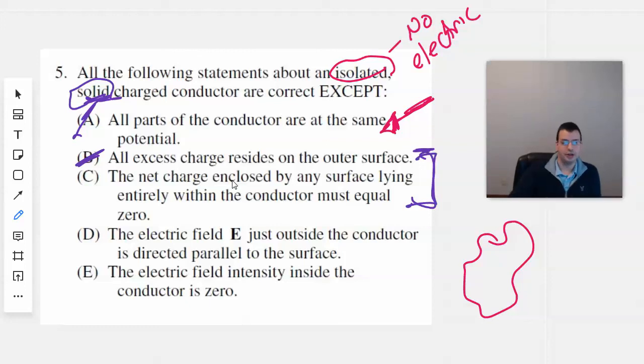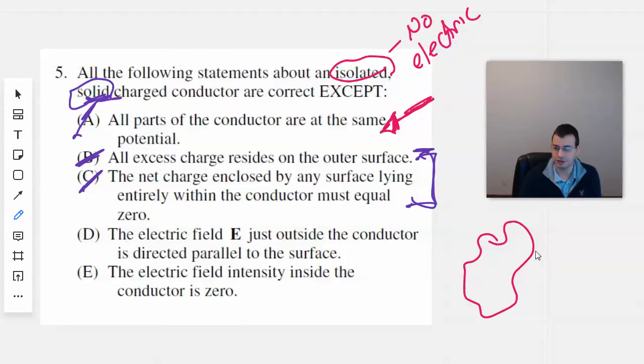The net charge enclosed by any surface lying entirely within the conductor must equal 0. So we know all the net charges are on the outside. And therefore, when you have a chunk of the interior, that chunk of the interior will have no net charges on it, no excess on it. So that is also true. Electric field just outside the conductor is directed parallel to the surface.